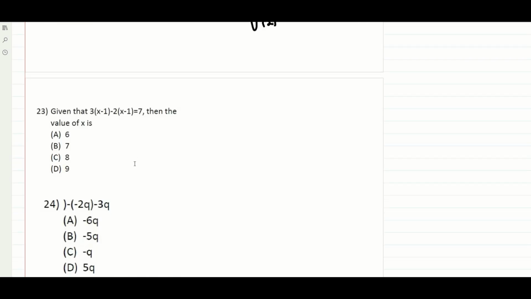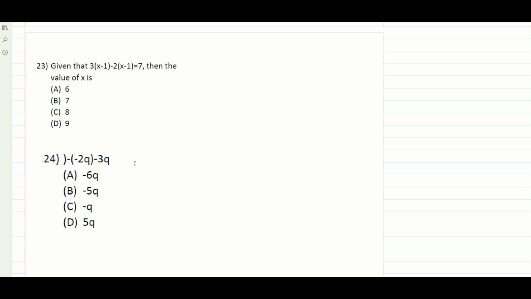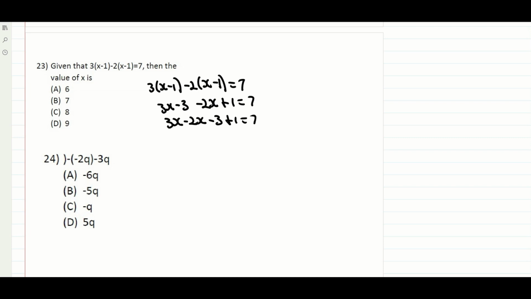Right, number 23 says that given that 3 by x minus 1 minus 2 by x minus 1 is equal to 7, find the value of x. So 3 by x minus 1 minus 2 by x minus 1 is equal to 7. That's 3x minus 3 minus 2x plus 1 is equal to 7. Group like terms, that's 3x minus 2x minus 3 plus 1 is equal to 7. That is x minus 2 is equal to 7. So x is equal to 7 plus 2, 7, 8, 9. So the answer is D for this one.